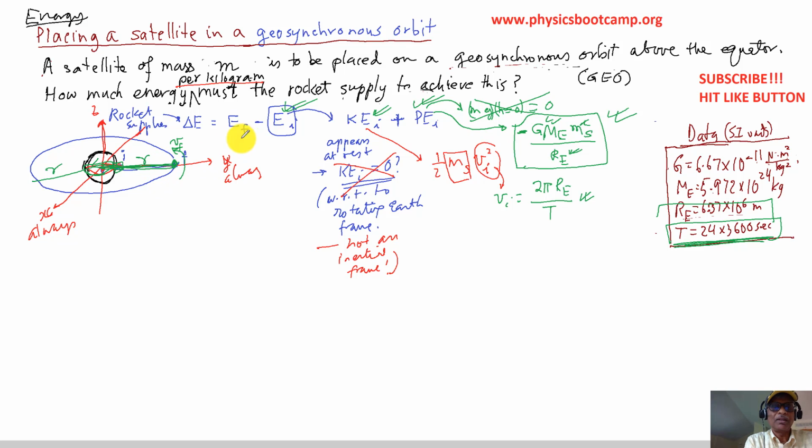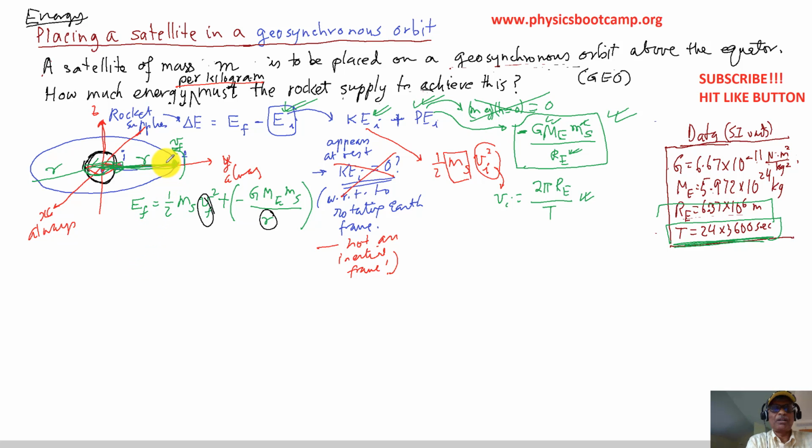Well, E_F will be half m v_F squared, so that's the kinetic energy, plus potential energy. You'll have a formula like this, but it's going to be minus G m_Earth m of the satellite over this distance r. But we don't know r or we don't know v_F. So where do we get these? So it turns out we need to figure these out.